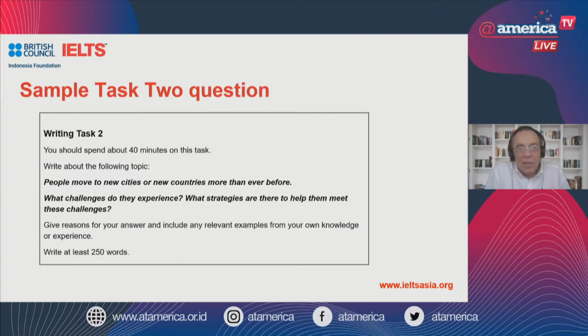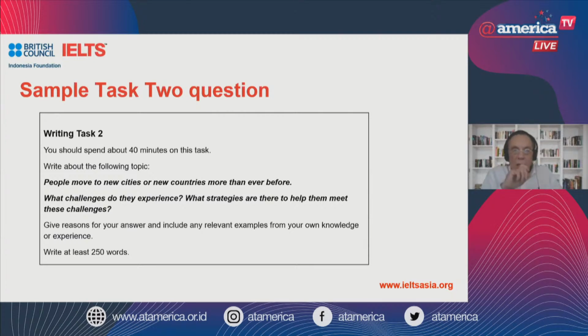Writing task 2. You should spend about 40 minutes on this task. Remember, it's 20 minutes for the first one, 40 for the second. Write about the following topic. People move to new cities or new countries more than ever before. I guess they do. What challenges do they experience? What strategies are there to help them meet these challenges? Give reasons for your answer and include any relevant examples from your own knowledge or experience. And it says write about 250 words.